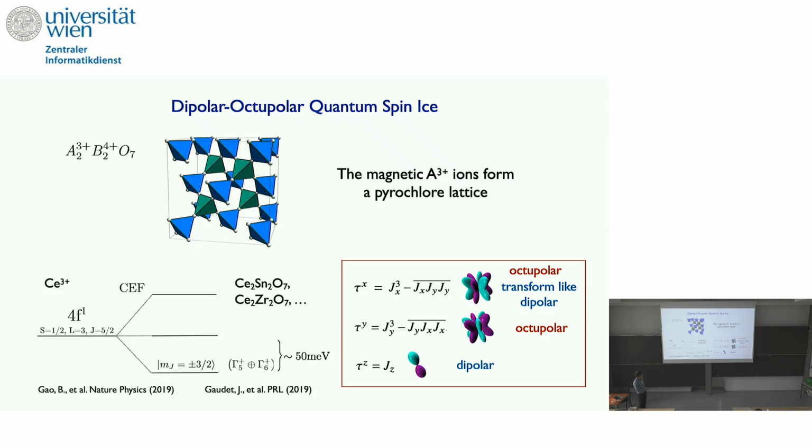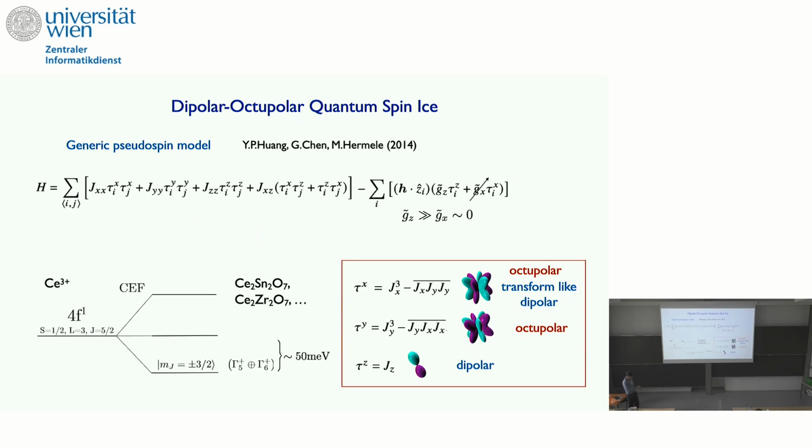But it turns out that tau x and tau z actually transform like a dipolar operator under a lattice symmetry operation, even though tau x is, in principle, octupolar in character. So the most general Hamiltonian one can write down based on symmetry looks like this. So it's actually an XYZ-type model. But because tau x and tau z both transform like a dipolar operator, you actually allow a mixing between the two systems.